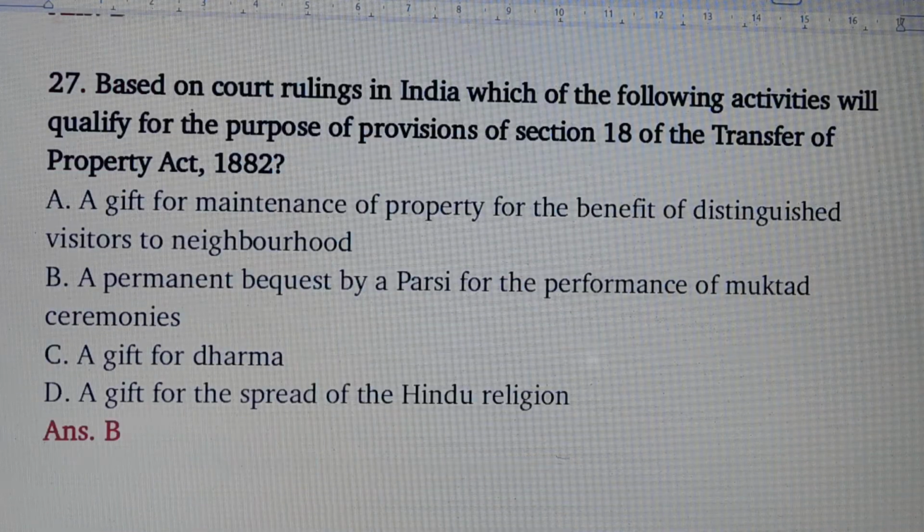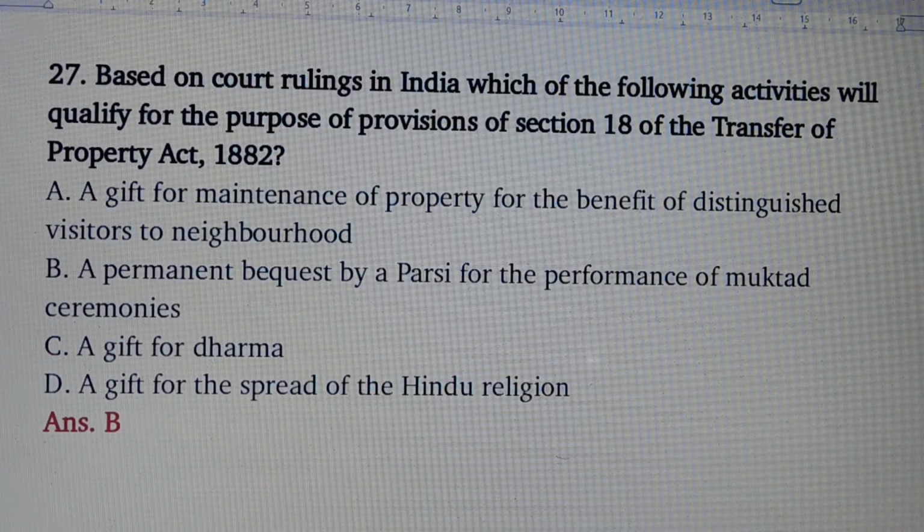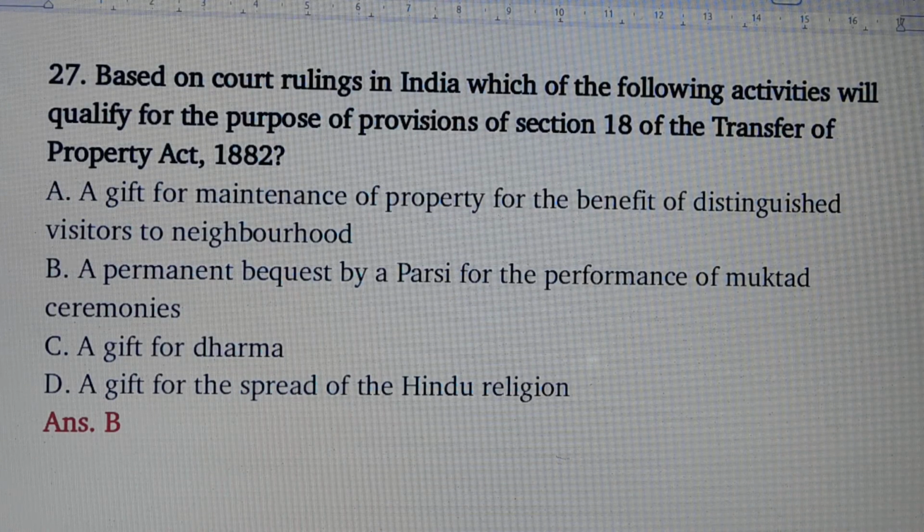Question number 27. Based on court ruling in India, which of the following activities will qualify for the purpose of provision of section 18 of the Transfer of Property Act? Answer is option number B, a permanent bequest by a Parsi for the performance of Muqtaj ceremony.